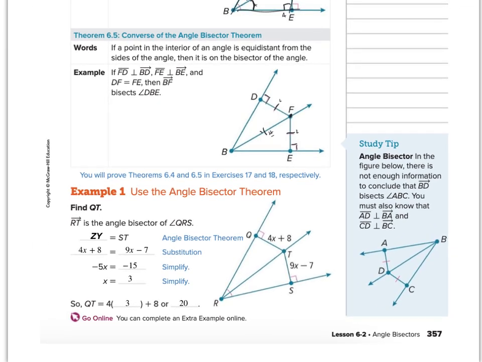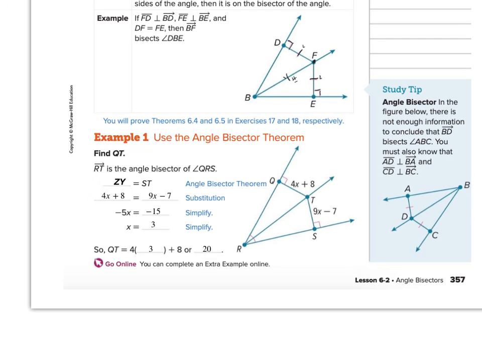Okay, now using that angle bisector theorem, we know then that QT is going to be equal to TS. I would say this is probably incorrect. That should be QT. QT is equal to ST, and we do some substitution, do our inverse operations, and we find out that X is equal to 3. And then substitute that in, and we find out that this is 20, so if we were to substitute in, we would know that this is also 20. But we can make that leap if they're congruent.